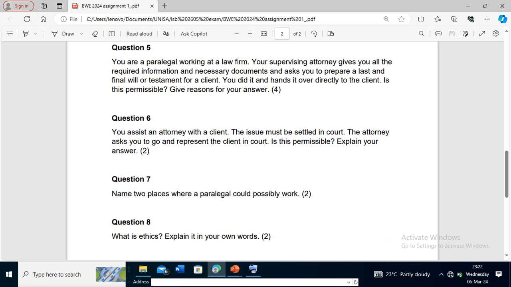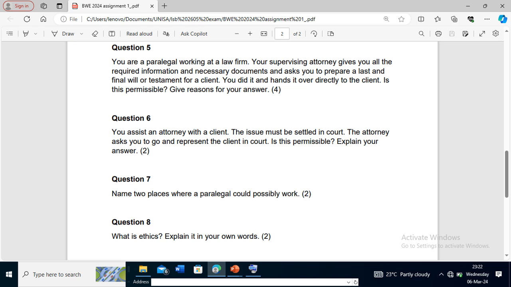And then we go to question 7. Name 2 places where a paralegal could possibly work. They just want to know where they could work. So in short, it is either a private law firm or a community-based organisation. So go to page 2, you are going to find those 2 things, the placement they are talking about, right?